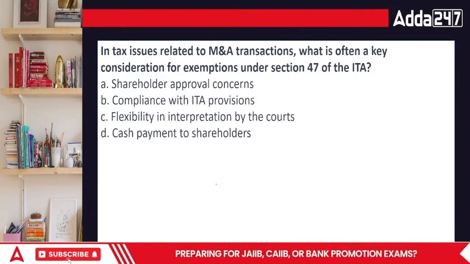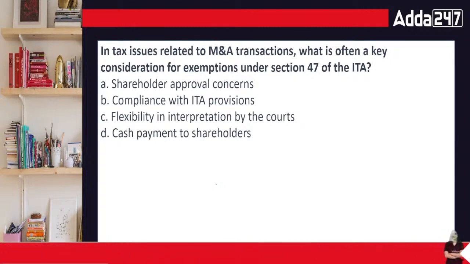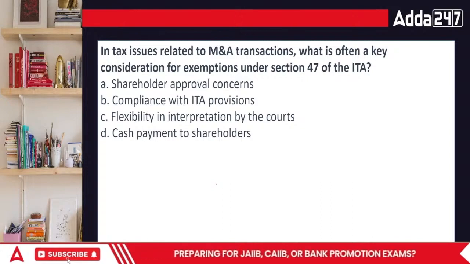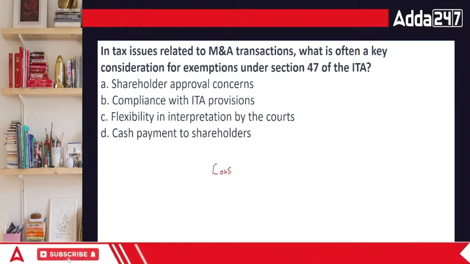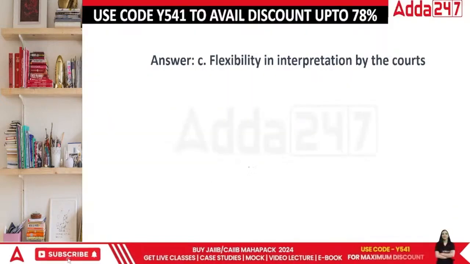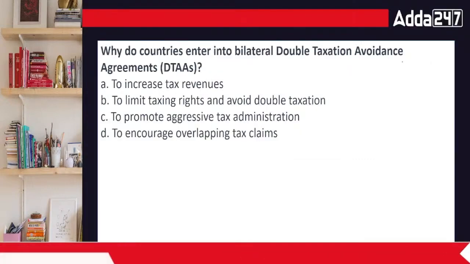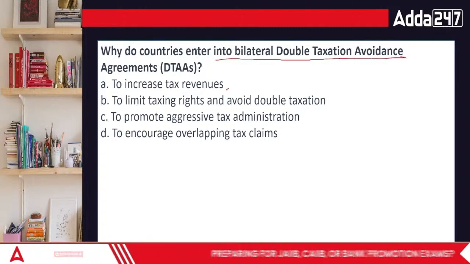Because everybody will give their share. If I want to give certain consideration, my consideration cannot be the same. It can definitely vary from time to time. So when we talk about the term consideration, it can be the flexibility in the interpretation by the courts. Why do the countries enter into bilateral double taxation avoidance agreements?